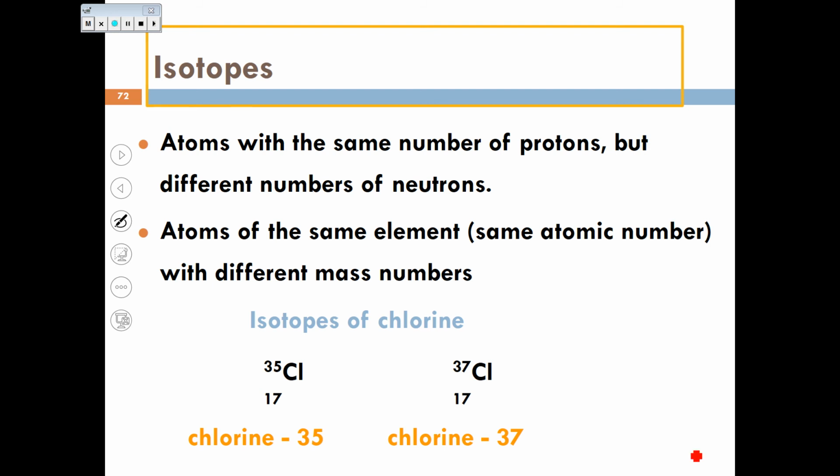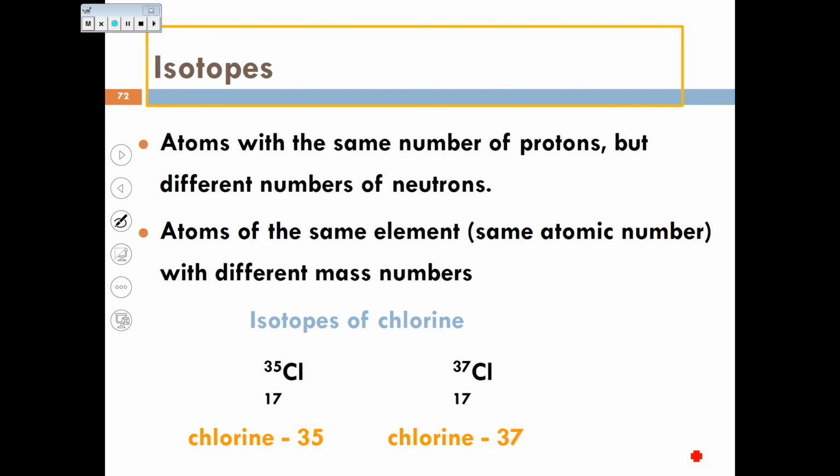Isotopes are atoms with the same number of protons but different number of neutrons. Atoms of the same element which have the same atomic number but different masses. There are several ways to represent an isotope. These are 2 isotopes of chlorine.